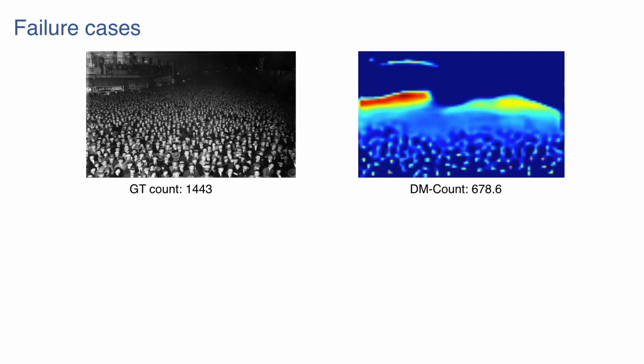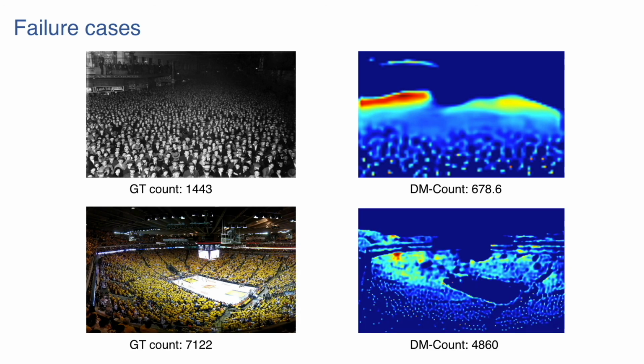Here we visualize 2 failure cases by DM-Count. These images either have poor illumination or extremely dense crowds that are hard even for human observers.